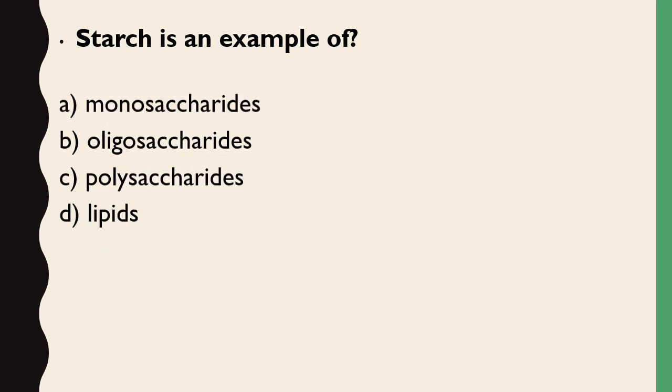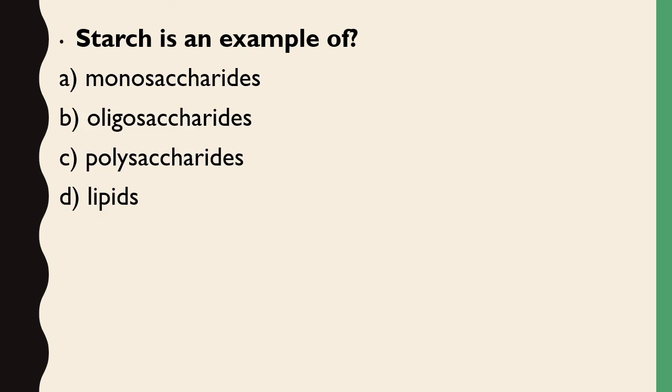Starch is an example of, you already know, see the elimination. Lipids is fat. Lipids are out right away. So that leaves us with poly, oligo, and mono. Mono is a simple sugar. Starch is not within the simple sugar. So monosaccharides are out. And once you know monosaccharides, you know oligosaccharides. Many little monosaccharides come together. And so that's out as well. So that leaves us with polysaccharides. Starch is an example of complex carbohydrates, which are polysaccharides.